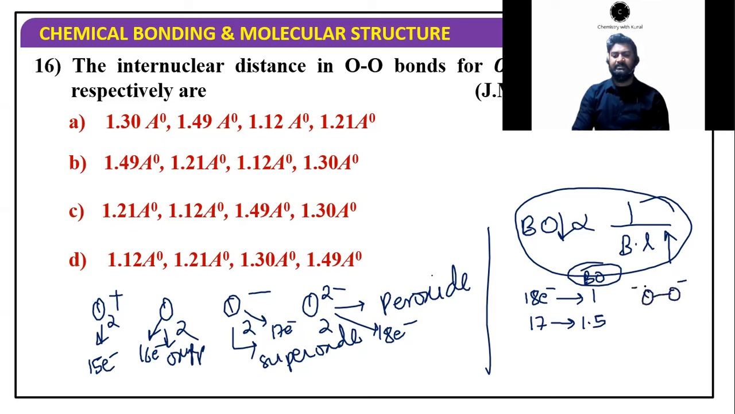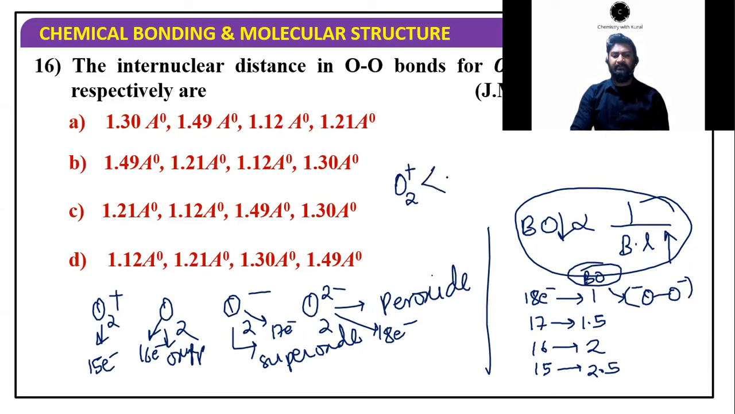See, peroxide looks like this. So bond order is 1. This is peroxide. 16 means 2. 15 means 2.5. So the answer is O2 plus is the shortest because it has the highest bond order.